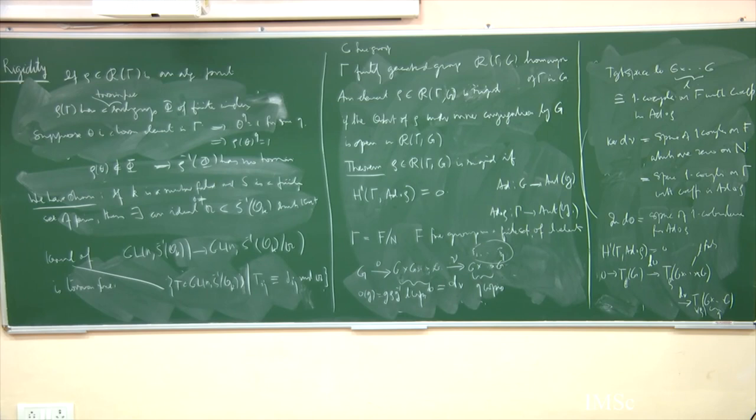This is a space of one cocycles across the free group. And this is some space, I don't care, but the kernel of this map is precisely the image, is what I'm saying. The kernel is precisely the cocycles on Gamma, and that is the image.